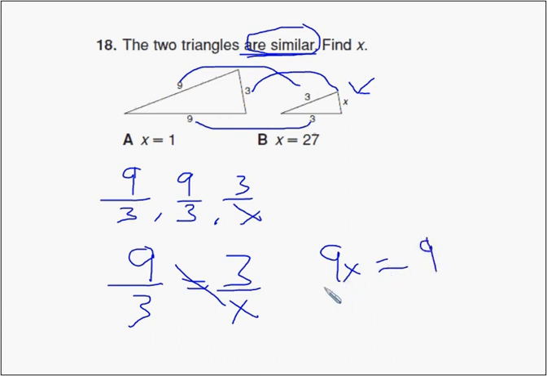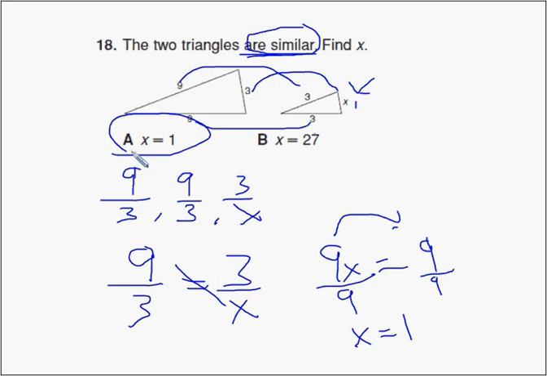So how do I isolate the x? 9 times x equals 9. If I divide each side by 9, I get to isolate the x. 9 divided by 9 is 1, so I have 1x. If I divide this side of the equal sign by 9, I also have to do the same to the other. 9 divided by 9 is 1. So my answer is going to be 1. X equals 1.